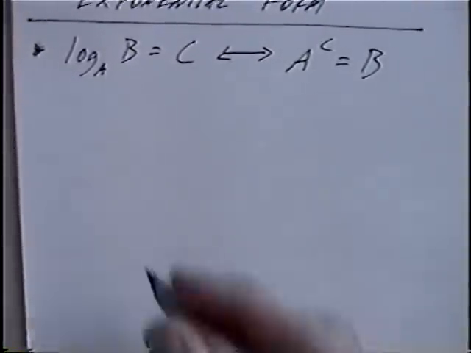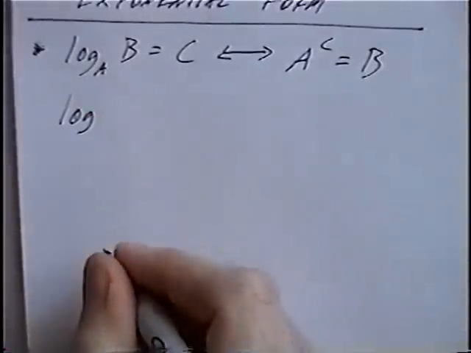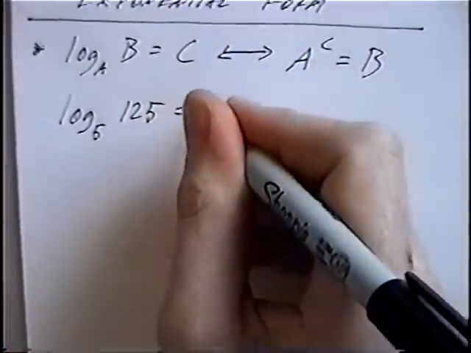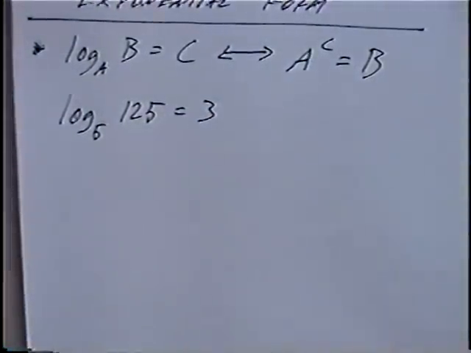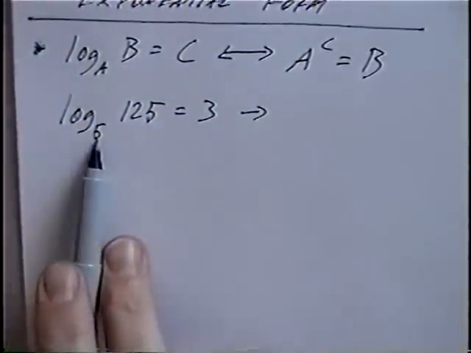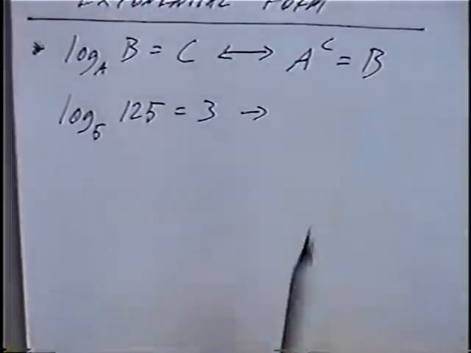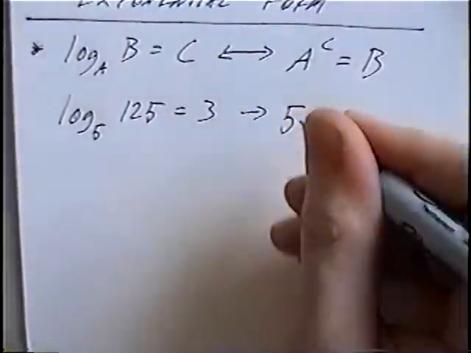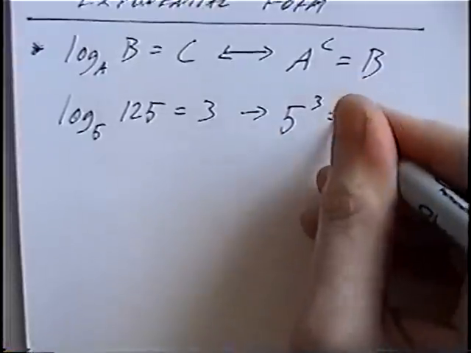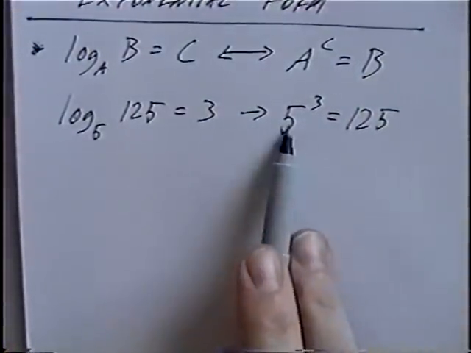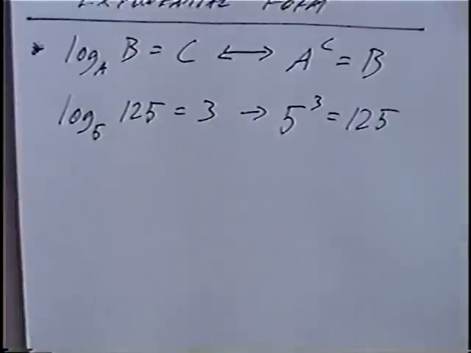The first problem we'll do is log base 5, 125 equals 3. Again, log 125 base 5 equals 3. If we want to change that into exponential form, A is equal to 5, B is equal to 125, and C is equal to 3. You can just rewrite it in exponential form. A would be 5, C would be 3, and B would be 125. So exponential form would be 5 to the third power equals 125.